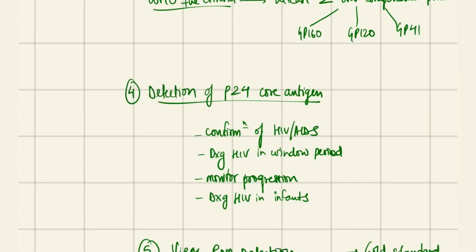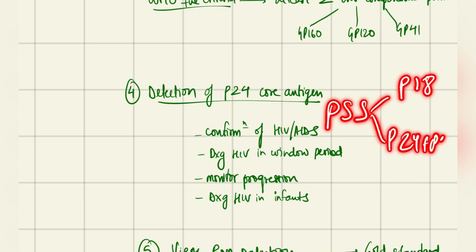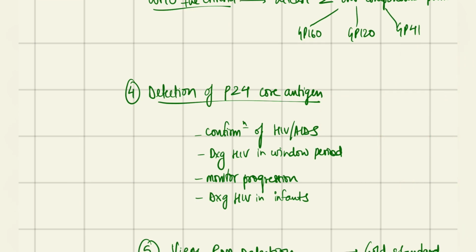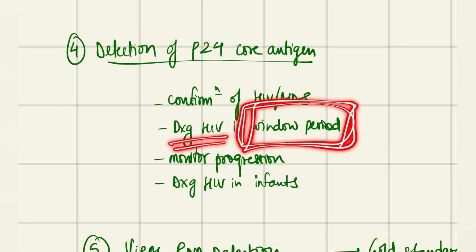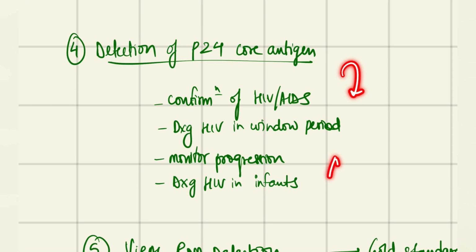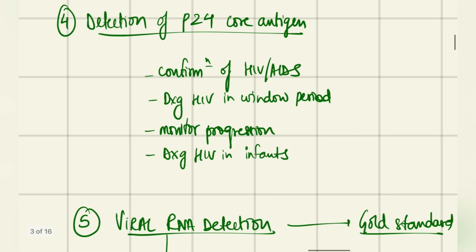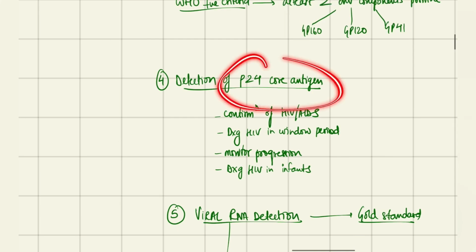Then next we have detection of P24 core antigen. Remember the P24 core antigen. Remember P55 splitting into P18 and P24 plus P15. Remember? And then this was forming the shell and this was forming the core. This is exactly that P24 core antigen which is responsible for, remember this, confirmation of HIV AIDS. Very important. Diagnosis of HIV in the window period, that is from infection till formation of antibodies. Then it helps in monitoring of progression and diagnosis of HIV in infants. This is the P24 core antigen.